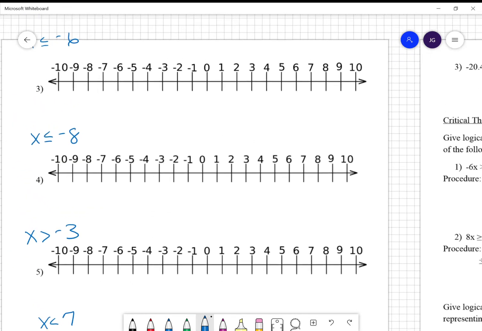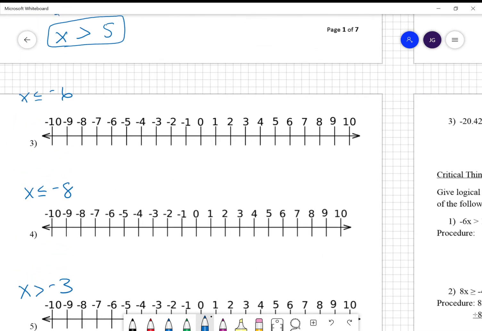Okay, so number 3. It has the equal sign, so this would be a closed circle at -6. But it says less than, so less than is going this way, or I would have a bracket facing to the left. Number 4, x is less than or equal to -8. Again, this has an equal sign, so this will be a closed circle at -8, going less than, which would be to the left.